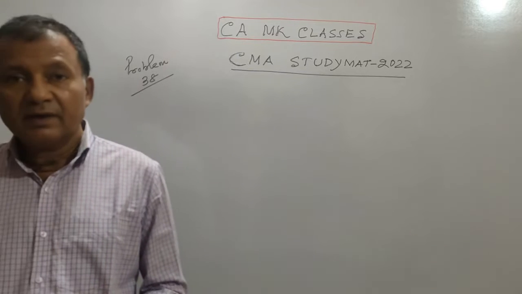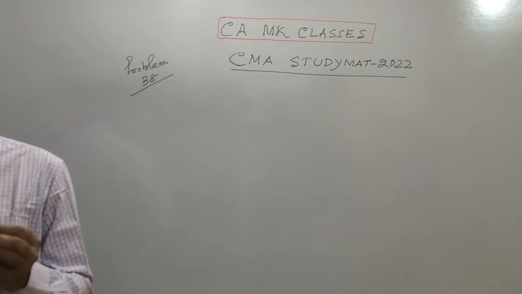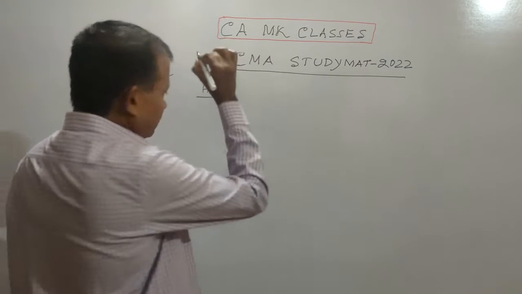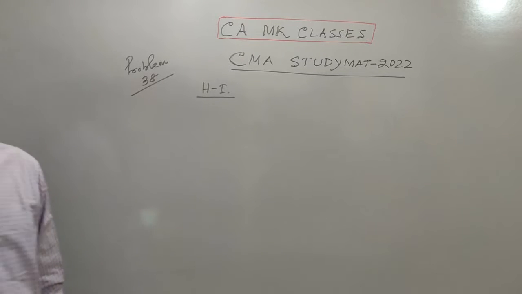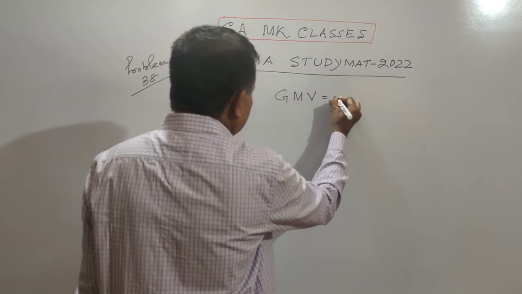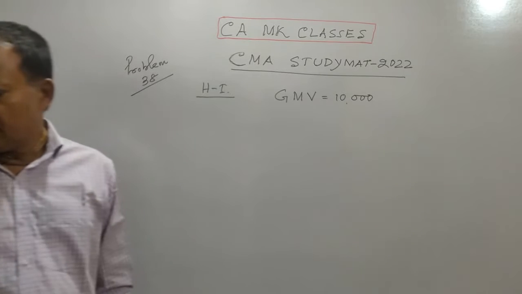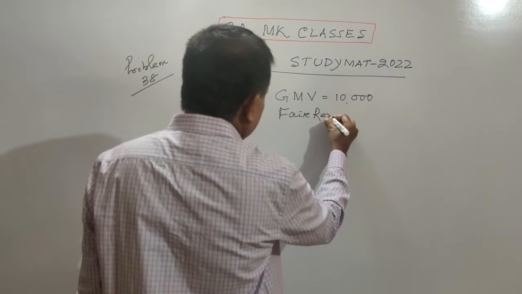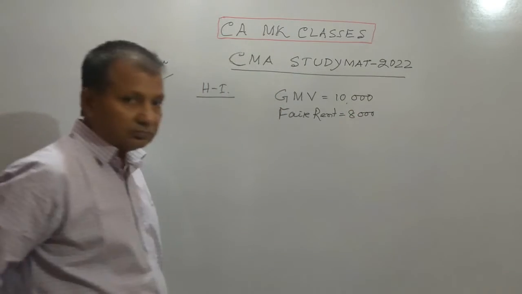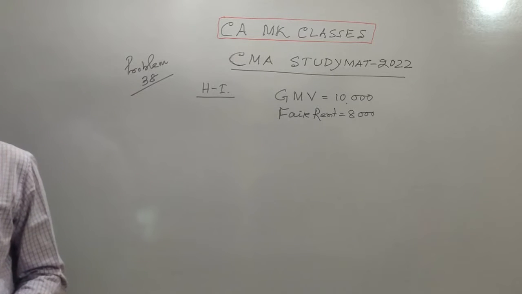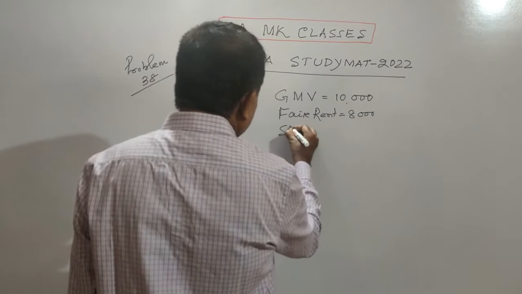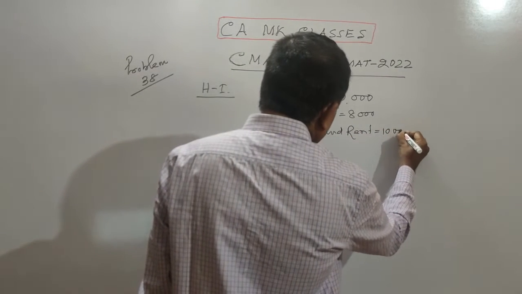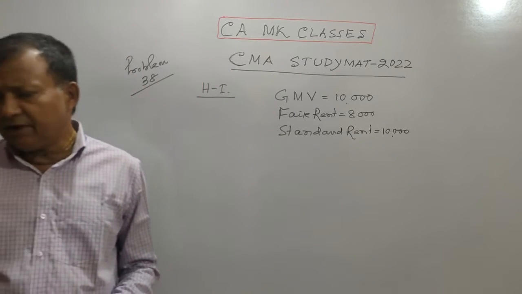In this problem they have not given you a question; it is a part of an illustration. They have given you house number 1. They have given you the gross municipal value, 10,000. Now fair rent is 8,000. So these two things are given here. Then standard rent is 10,000. Actual rent has not been given here.